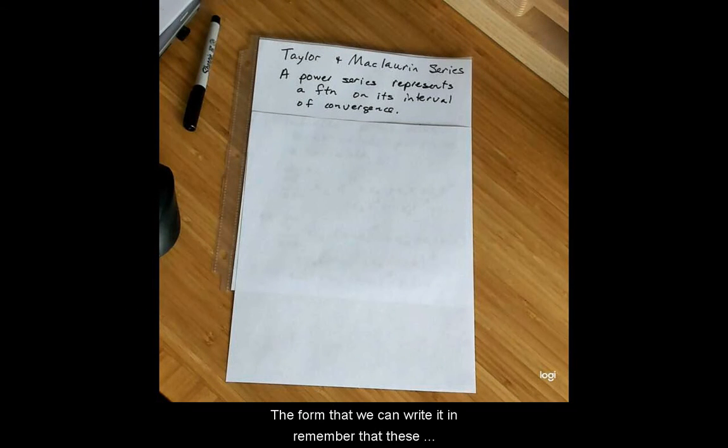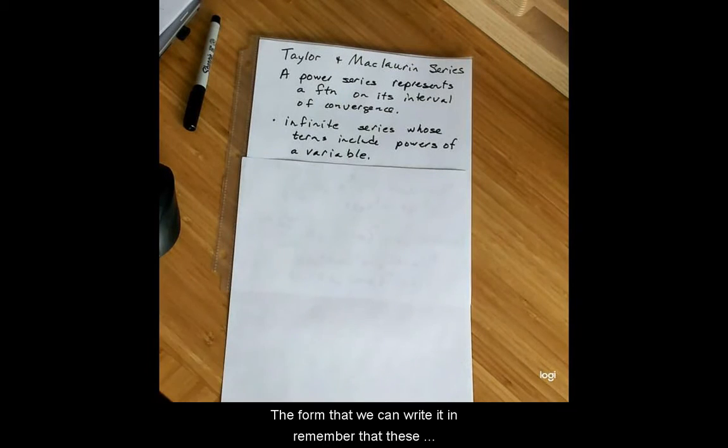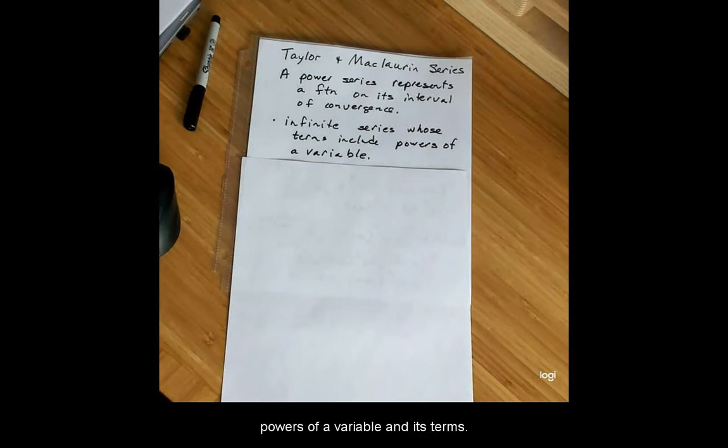So, the form that we can write it in, remember that these power series end up being infinite series, and the difference between a power series and a regular series is that in a regular series, the terms are all real numbers, so you're adding together real numbers. An infinite series that is a power series has terms that include powers of a variable. So the primary difference is that a power series has powers of a variable in its terms.